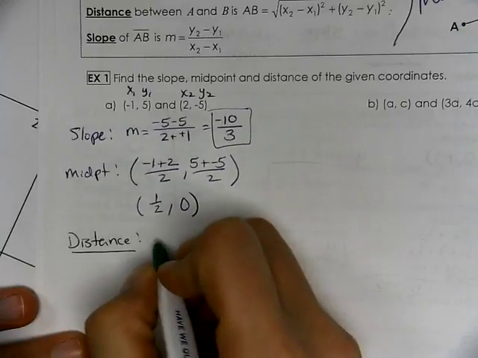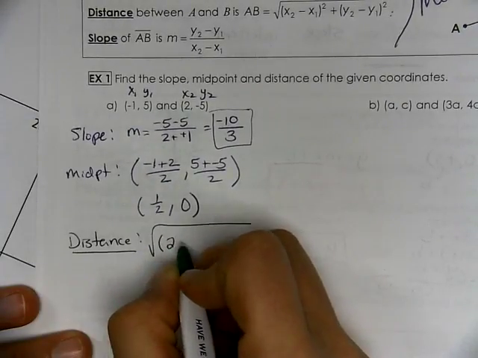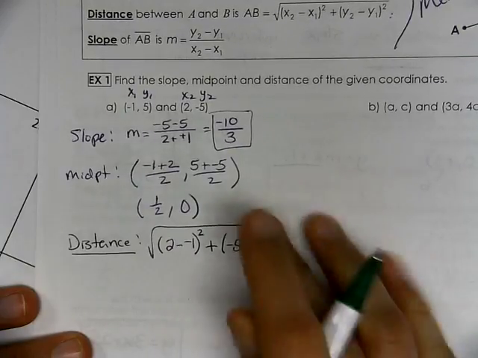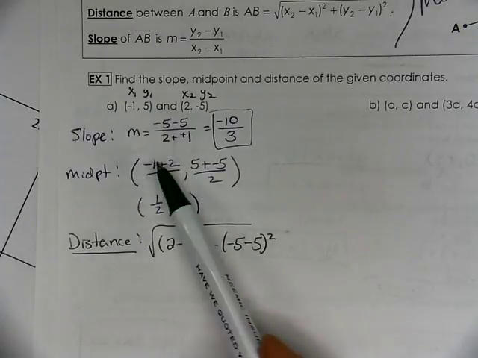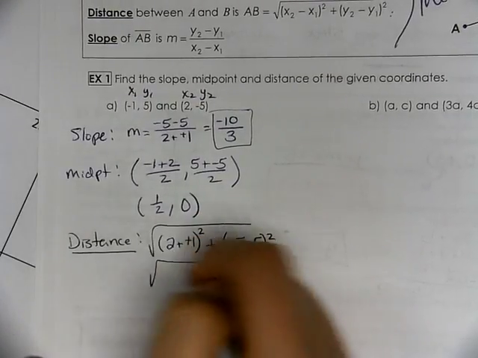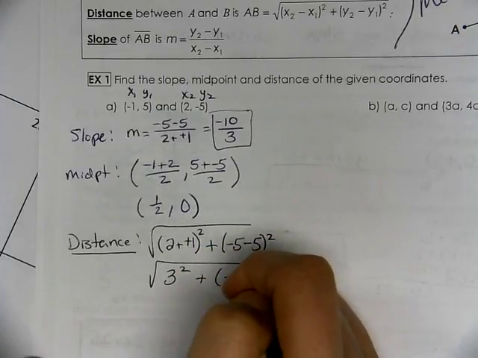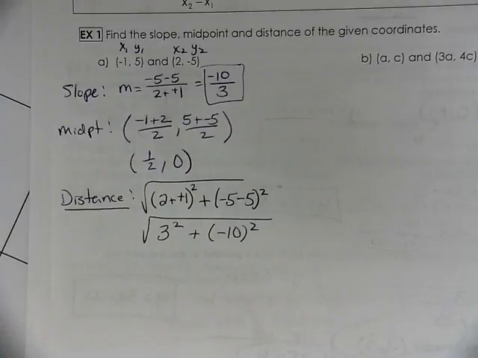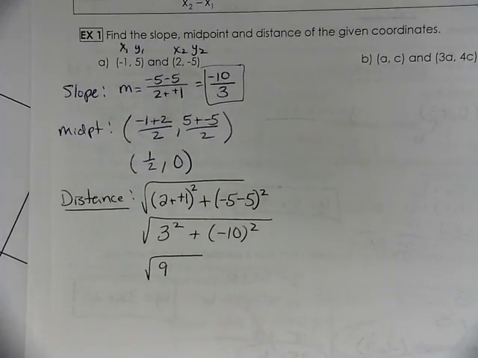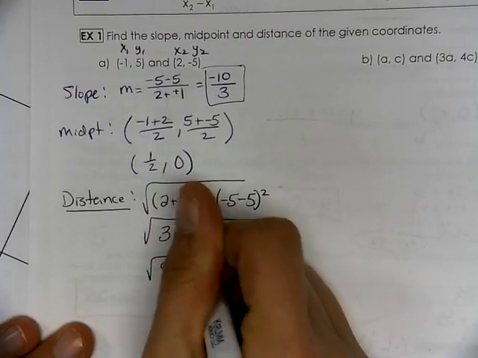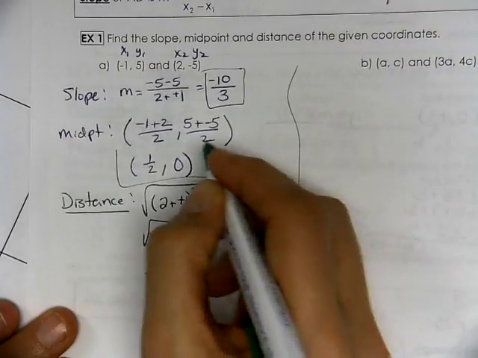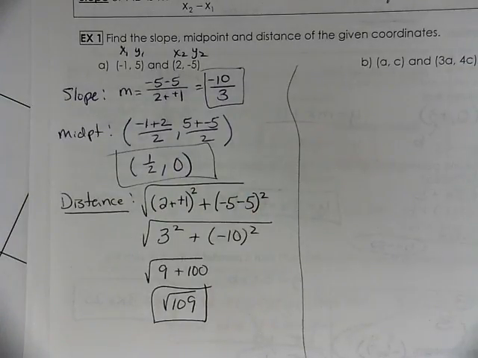And then the distance is the worst. So x2 minus x1, 2 minus -1 squared plus -5 minus 5 squared. The thing that kind of helps me with distance is that it's just the slope stuff, but not a fraction anymore. So this became 3 squared, -10 squared. What's 3 squared? -10 squared is 100. So we get the square root of 109. So there's our 3 answers: slope, distance, midpoint.